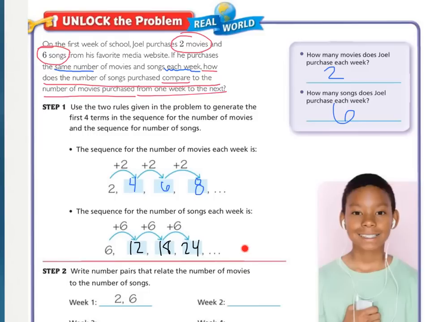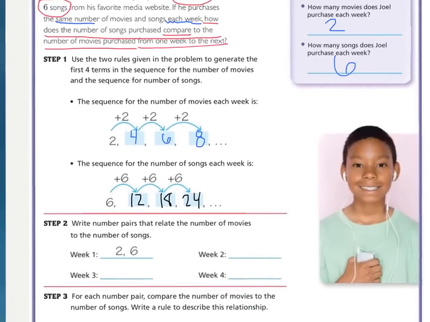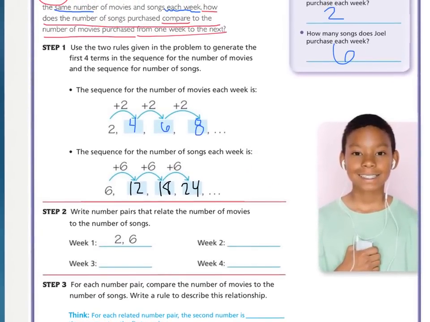Step 2. Write the number of pairs that relate the number of movies to the number of songs. So basically they're wanting you to write them as pairs with the comma between them. So do the movies first and then the songs. Okay, so I took them and I used the colors so that we could see where they came from. The first pattern are the first pair, or the X coordinates, if you think about it that way. And then the black is our songs.